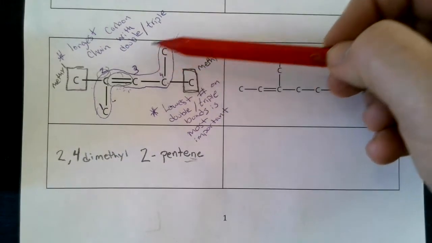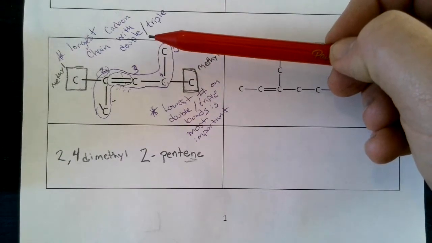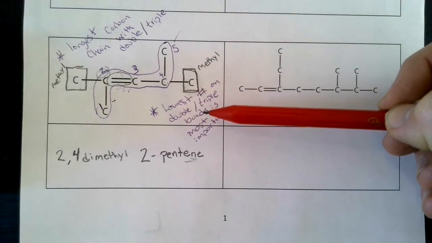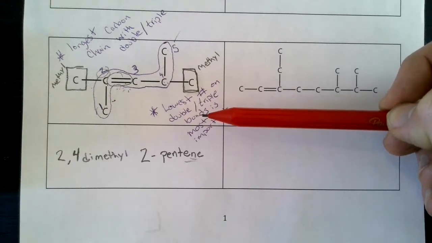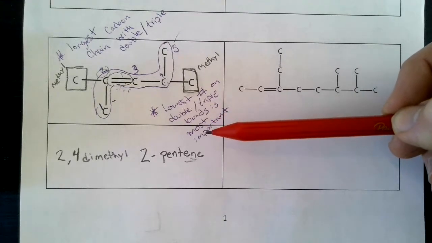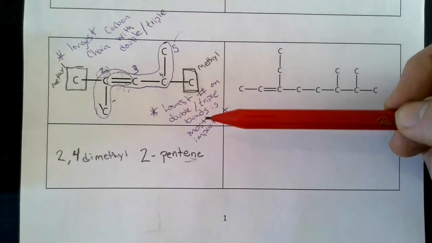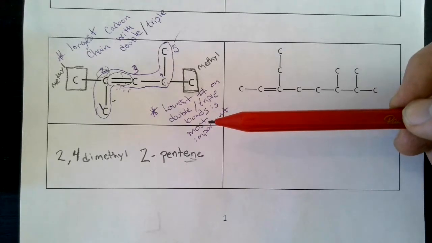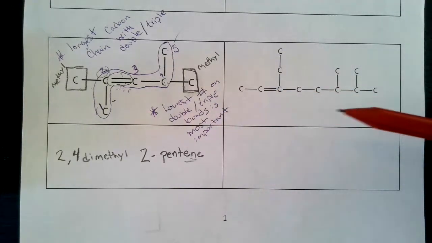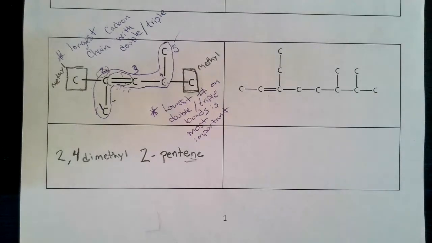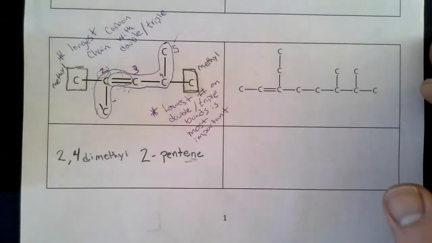All right, so the main takeaways here is we have to find the longest chain, but it has to include the double and the triple bond. And when we name it, the numbering has to go with the double bond and the triple bonds taking precedent over the branches. So here's another long one. Now this puts everything together.